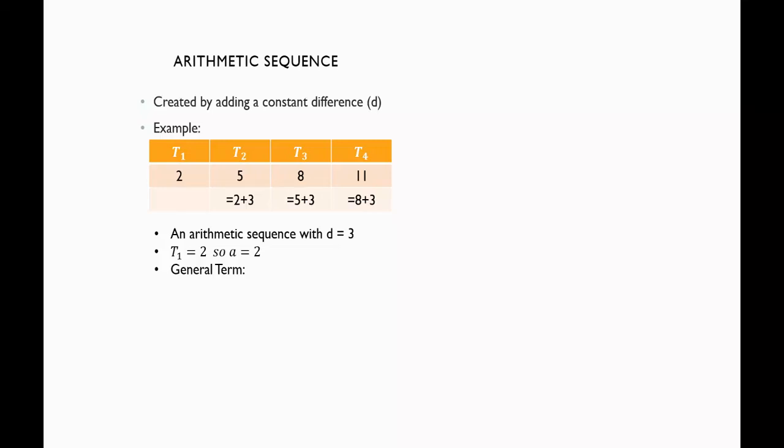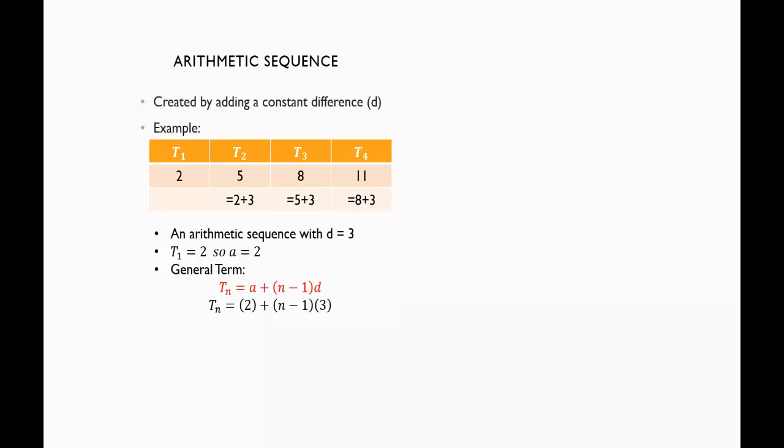So let's have a look at the general term of an arithmetic sequence. The general term is Tn = a + (n - 1)d. And if we want to find the general term of this specific sequence, we're going to substitute in the values of a and d. So a, which was the value of the first term, is 2, and d, which was the value of the constant difference, is 3.